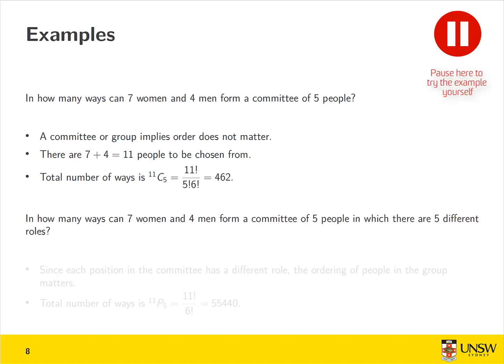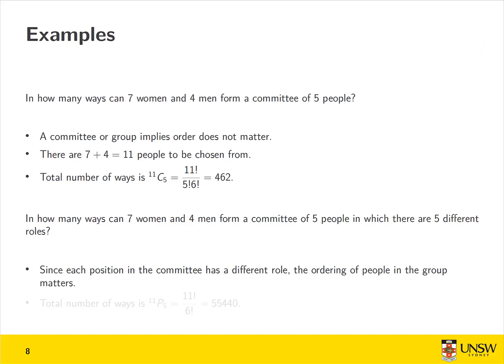Now, suppose we wish to form a committee under the same circumstances, but this time each position in the committee has a different named role. Then in this case, the order the members are selected does matter, so we are counting permutations as opposed to combinations here. Therefore the answer is 11P5, or 55,440.